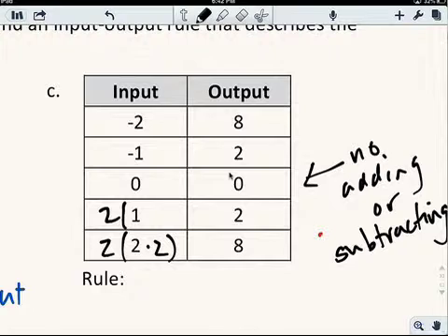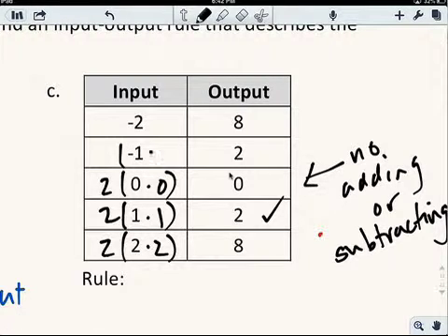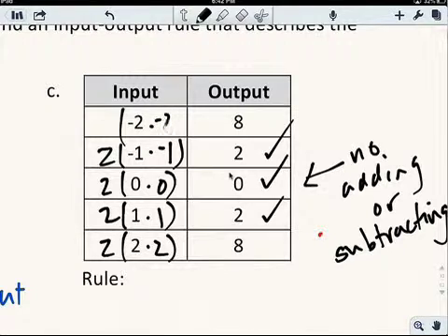2 times 1 times itself. 1 times itself is 1. Times 2 is 2. So it seems like it's working. 0 times 0 is 0. Times 2 is 0 again. So I might be onto something here. Negative 1 times negative 1. A negative and a negative times each other make a positive. So that's positive 1 times 2 is positive 2. And negative 2 times negative 2 is positive 4. And then positive 4 times 2 again is 8.